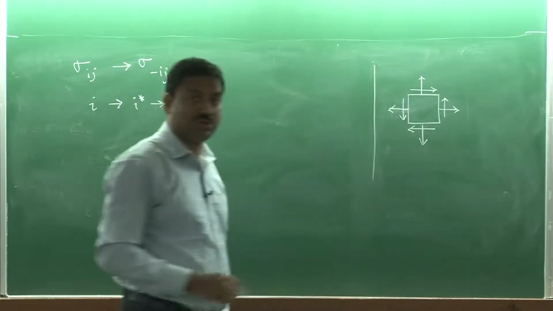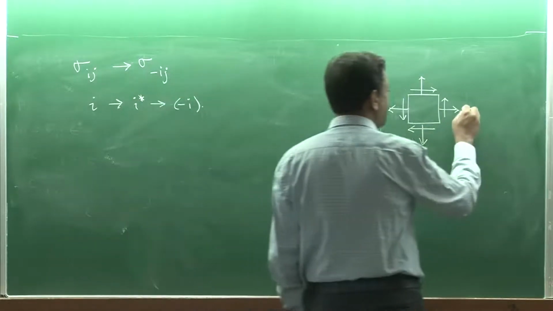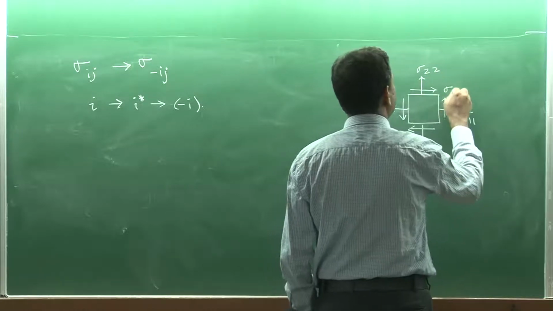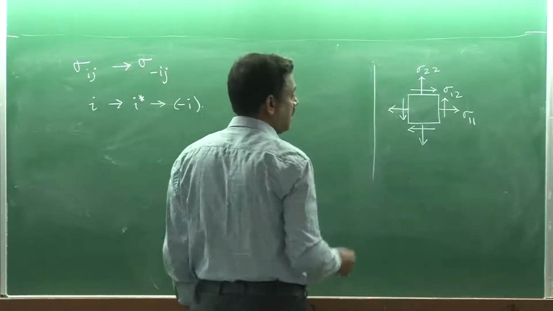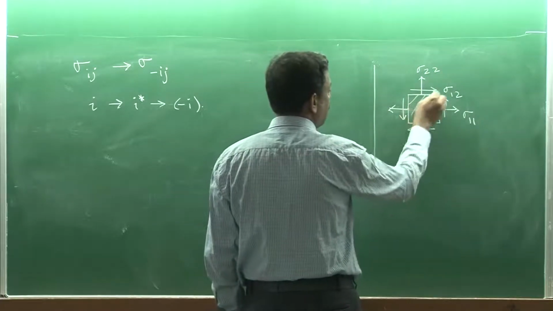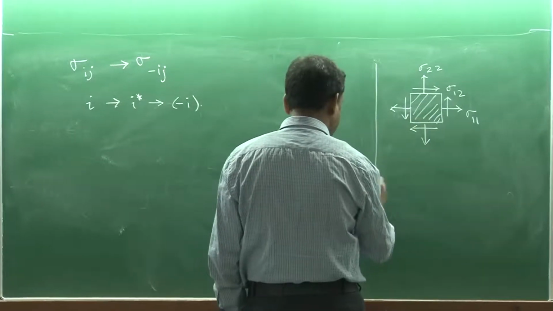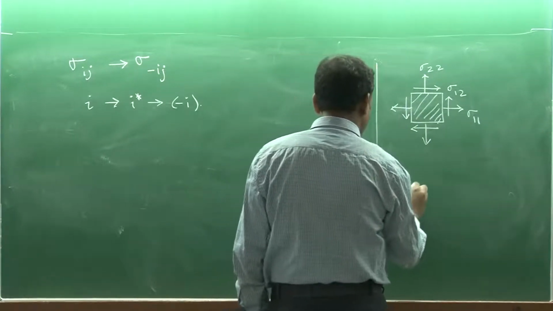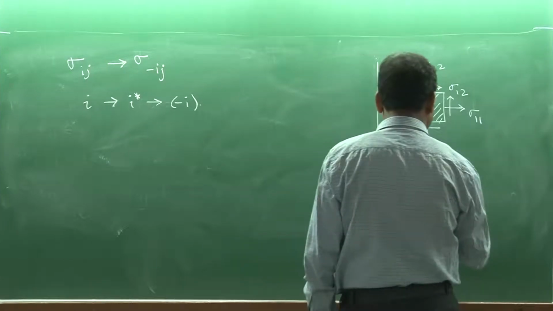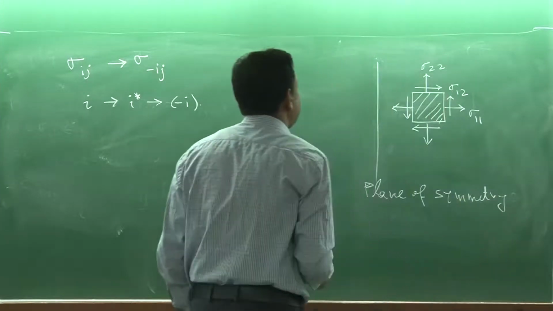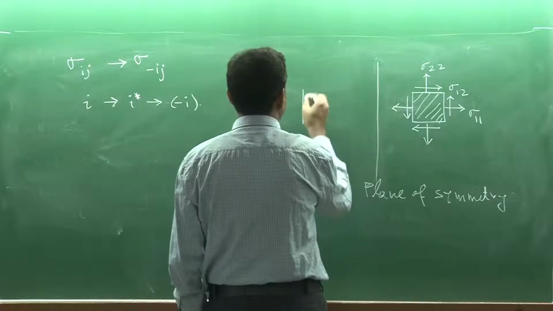It has two stress components, sigma 11, sigma 22, and then sigma 12. You see that, right? I am having this elementary block and I am considering this is a plane of symmetry. You see that plane of symmetry. So, in this plane of symmetry, what I am doing, I am reflecting this.